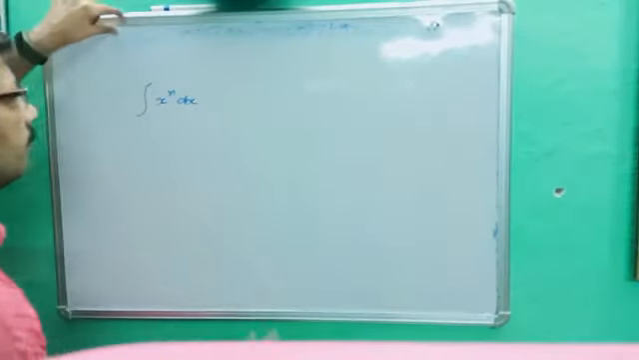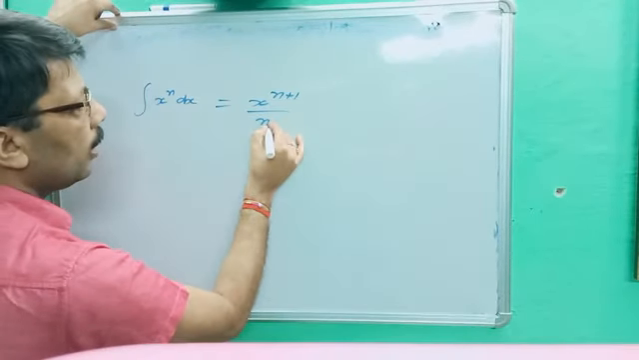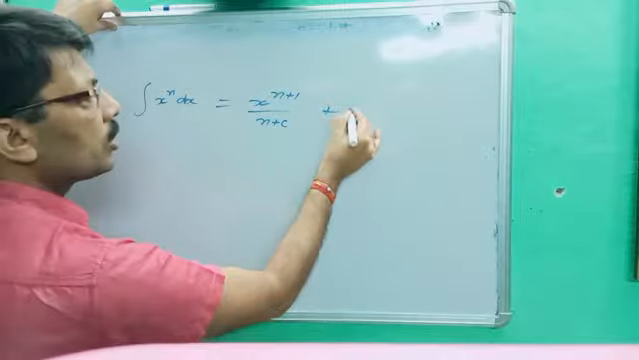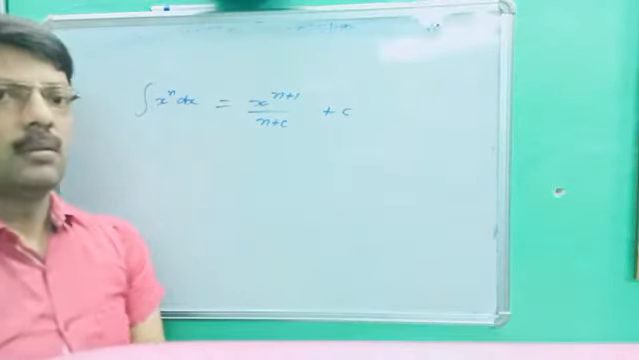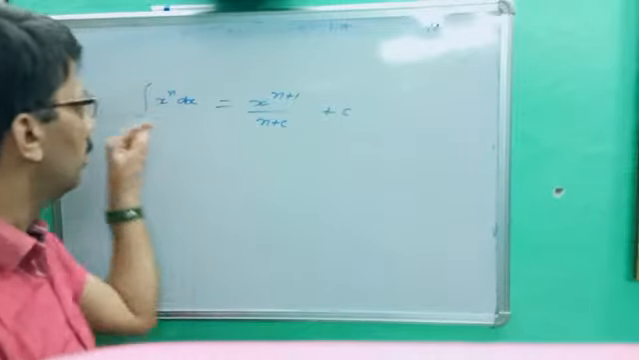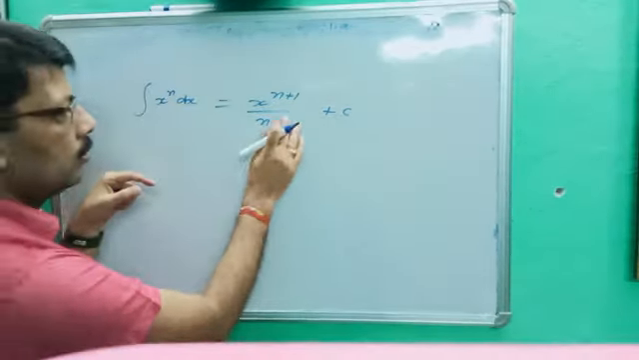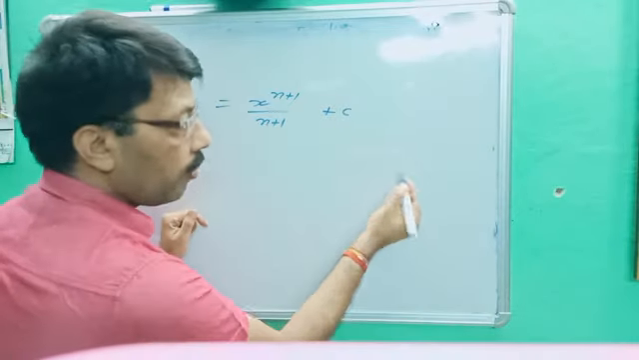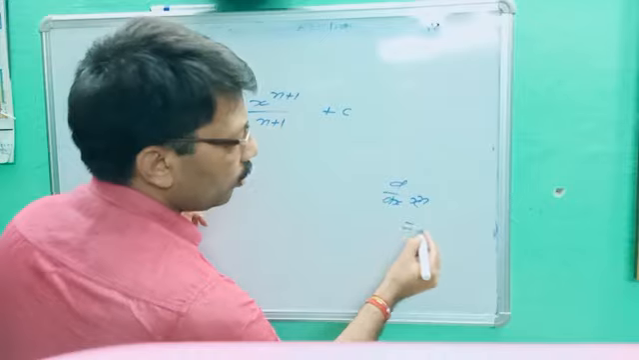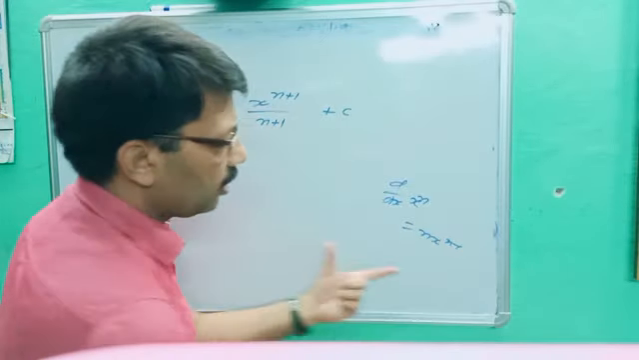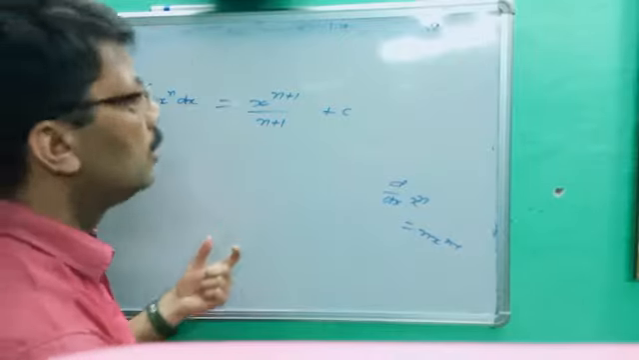And its formula becomes x power n plus 1 upon n plus 1, plus any constant you can take, or you can neglect it. So this is the formula for this one. Mostly you have to use this formula: the integral of x power n dx is equal to x power n plus 1 upon n plus 1. But what is the differentiation formula? d upon dx of x power n is equal to n x power n minus 1. That was the formula of differentiation, and this is the formula for integration. You have to add them.